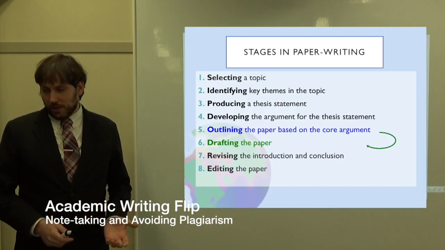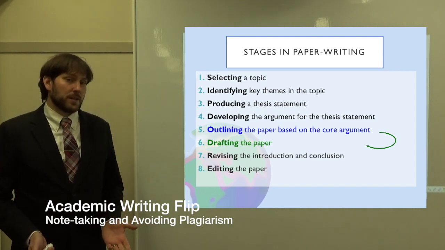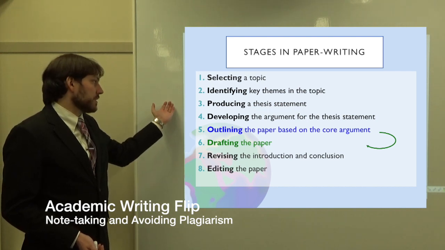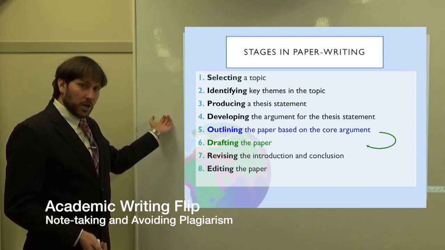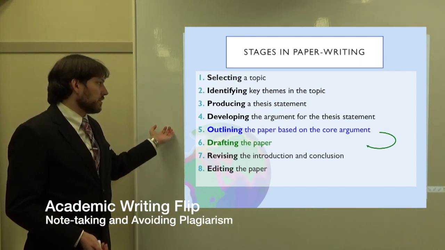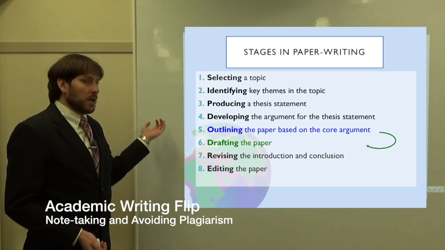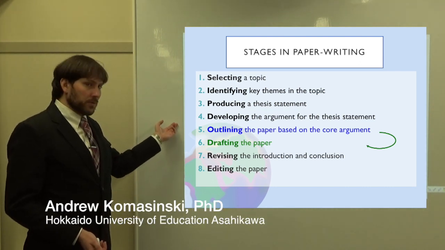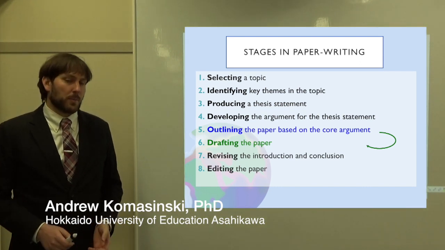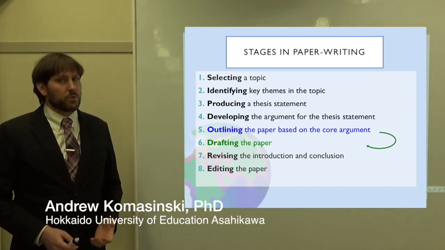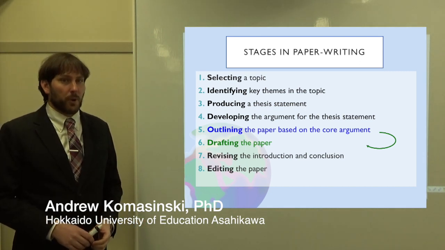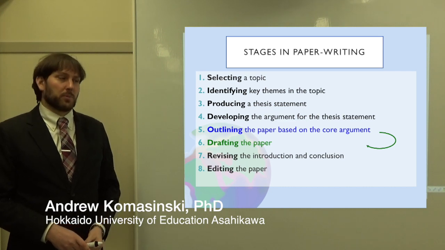So as we've been working, there are 8 stages that we've talked about in the paper writing process. There's selecting a topic, identifying key themes in the topic, producing a thesis statement, and developing the argument for the thesis statement. We've already looked at those, and in the previous flip, we looked at outlining the paper based on the core argument. This flip is about moving from the outline to the draft, and this is the place where we look at how to properly use sources, and we try to understand how to incorporate the work of others into your paper in a way that fits with the academic writing process.